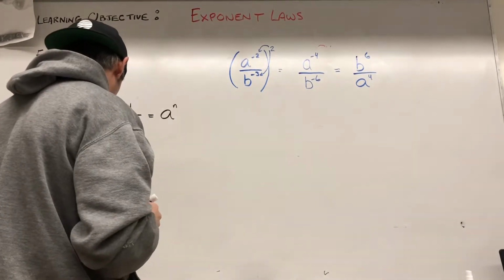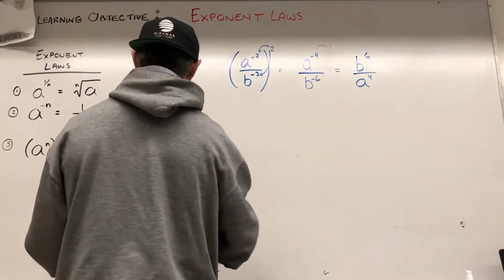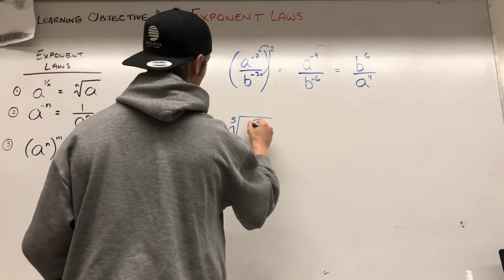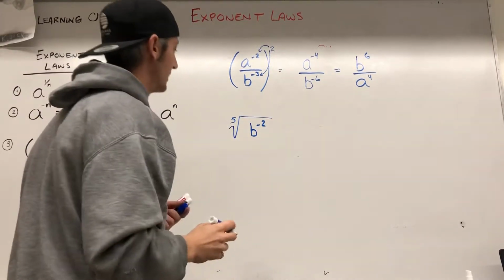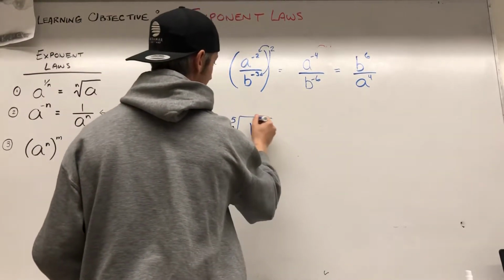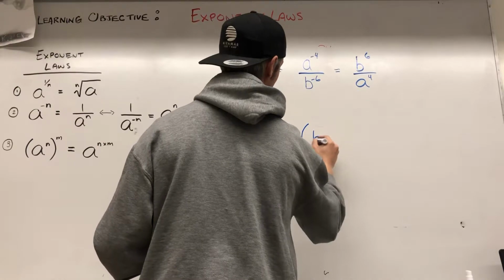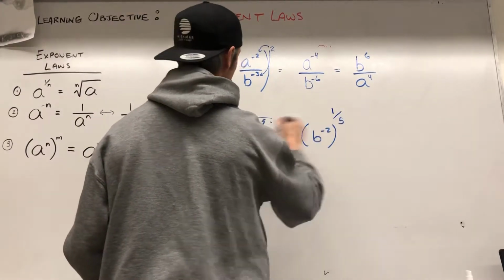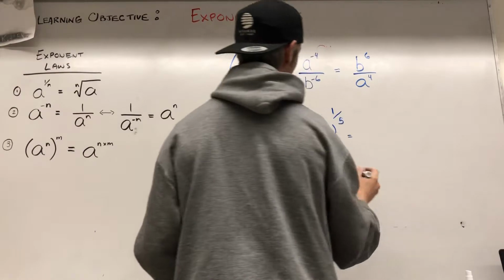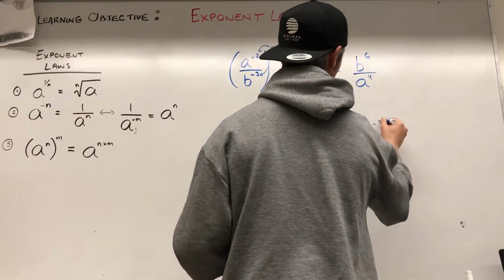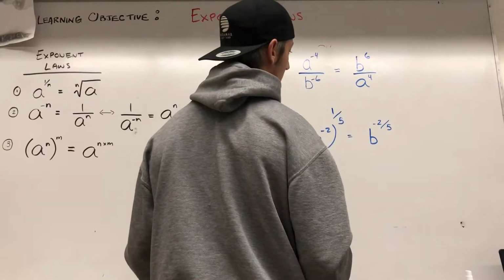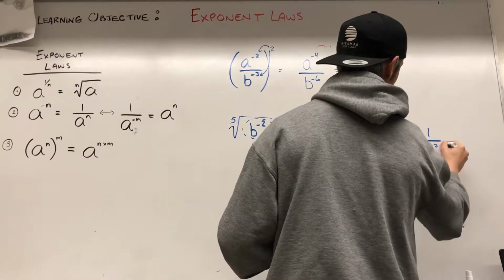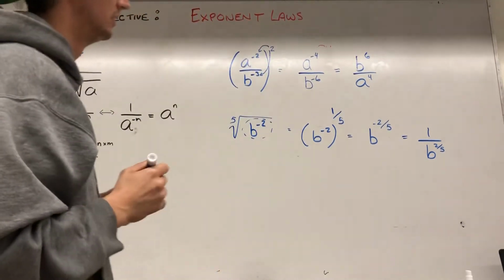So if I had the fifth root of b to the negative 2, well, this becomes my a now, so this would be b to the negative 2 to the power of 1/5, 1 over that number, and then this would become b to the power of negative 2/5, and then this is negative, it doesn't want to be negative, so then this would become 1 over b to the power of 2 over 5. Okay?